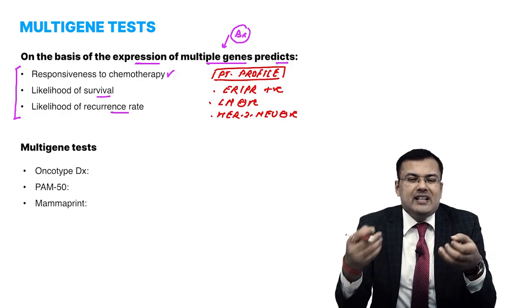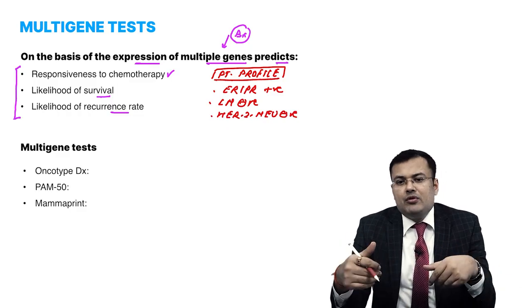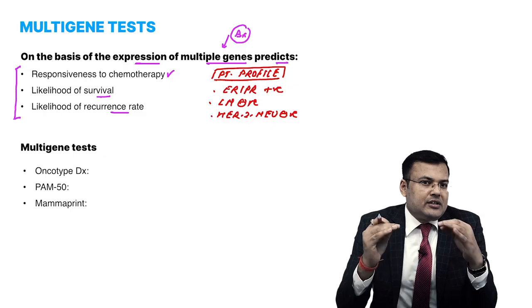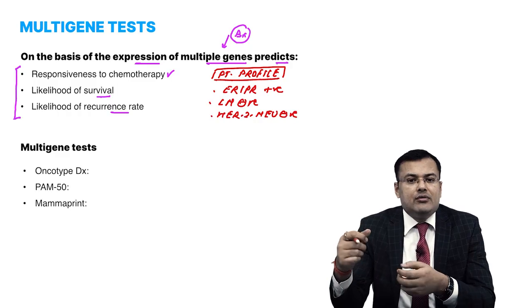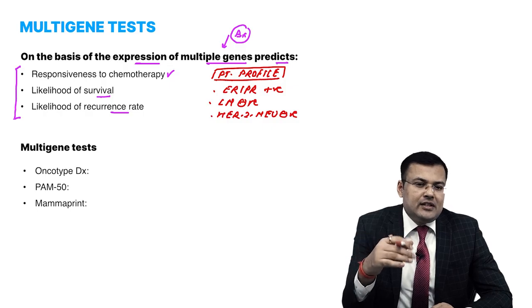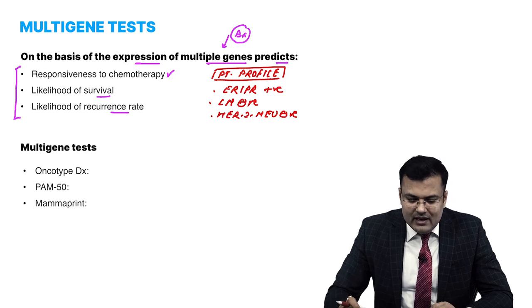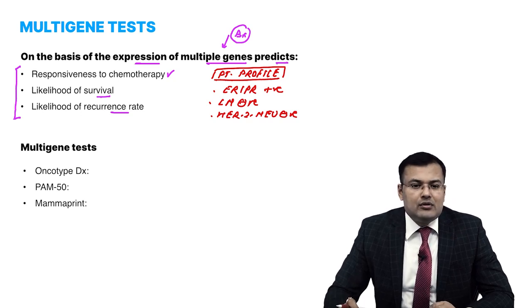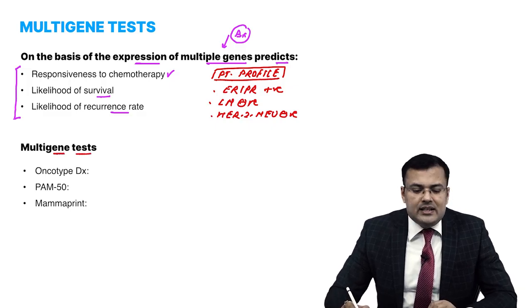So I'm repeating it again. A newly diagnosed case of breast cancer. She came to you. Her estrogen receptor, progesterone receptor is positive, lymph node status negative, HER2 neu is negative. On the basis of biopsy, we are going to see the expression of multiple genes to predict responsiveness to chemotherapy, likelihood of survival, and likelihood of recurrence rate. So the name is multi-gene test. Multiple genes are assessed.